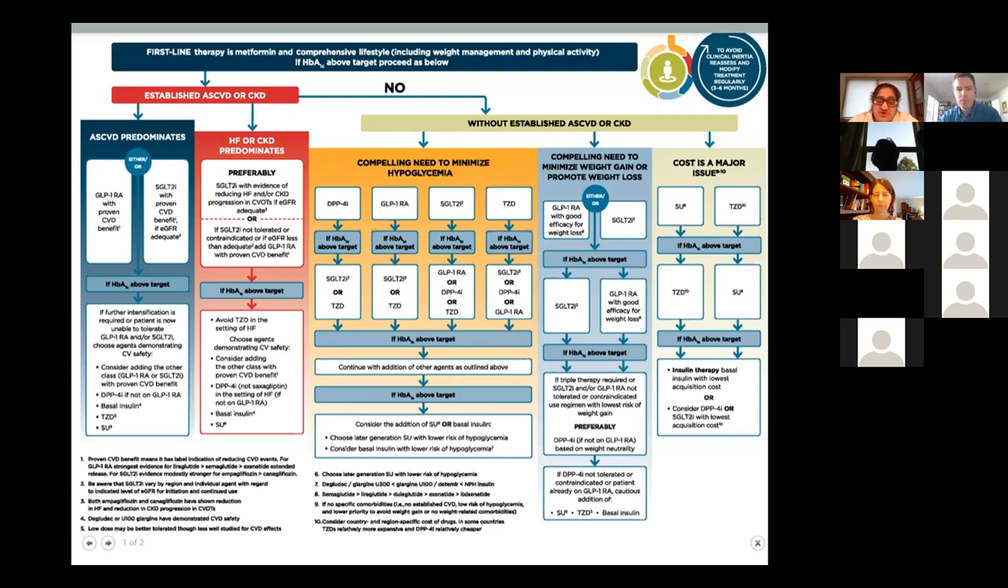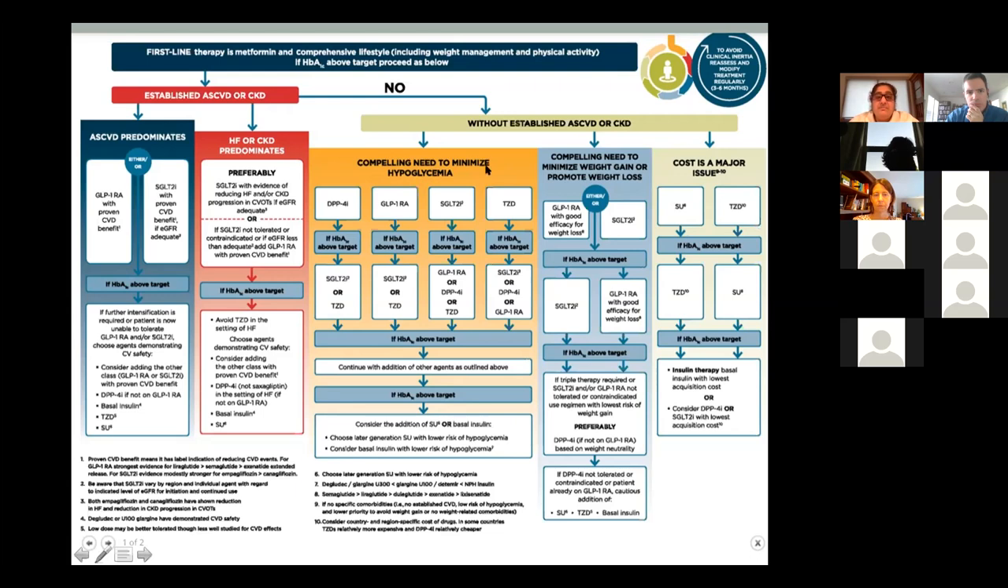The problems with sulfonylureas is you have mild weight gain, you have a greater risk of hypoglycemia, but they do control blood sugars, and if patients can't afford it, those are a second line choice.